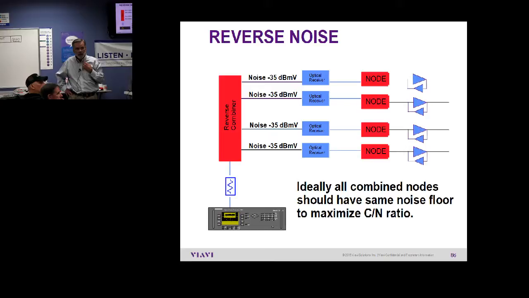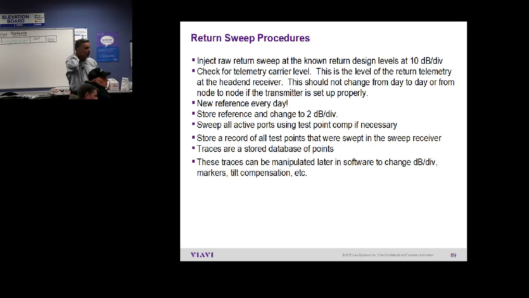It should be 0 or close to it. New reference every day, just like before. Store the reference and then change it to 2 dB per division. Sweep all the active test points and store the traces and send them upstream. We already talked about this. This is what the field unit is going to put out, just these sweep points, right? And again, you can put them in between the carriers so that you get resolution all the way across the frequency.